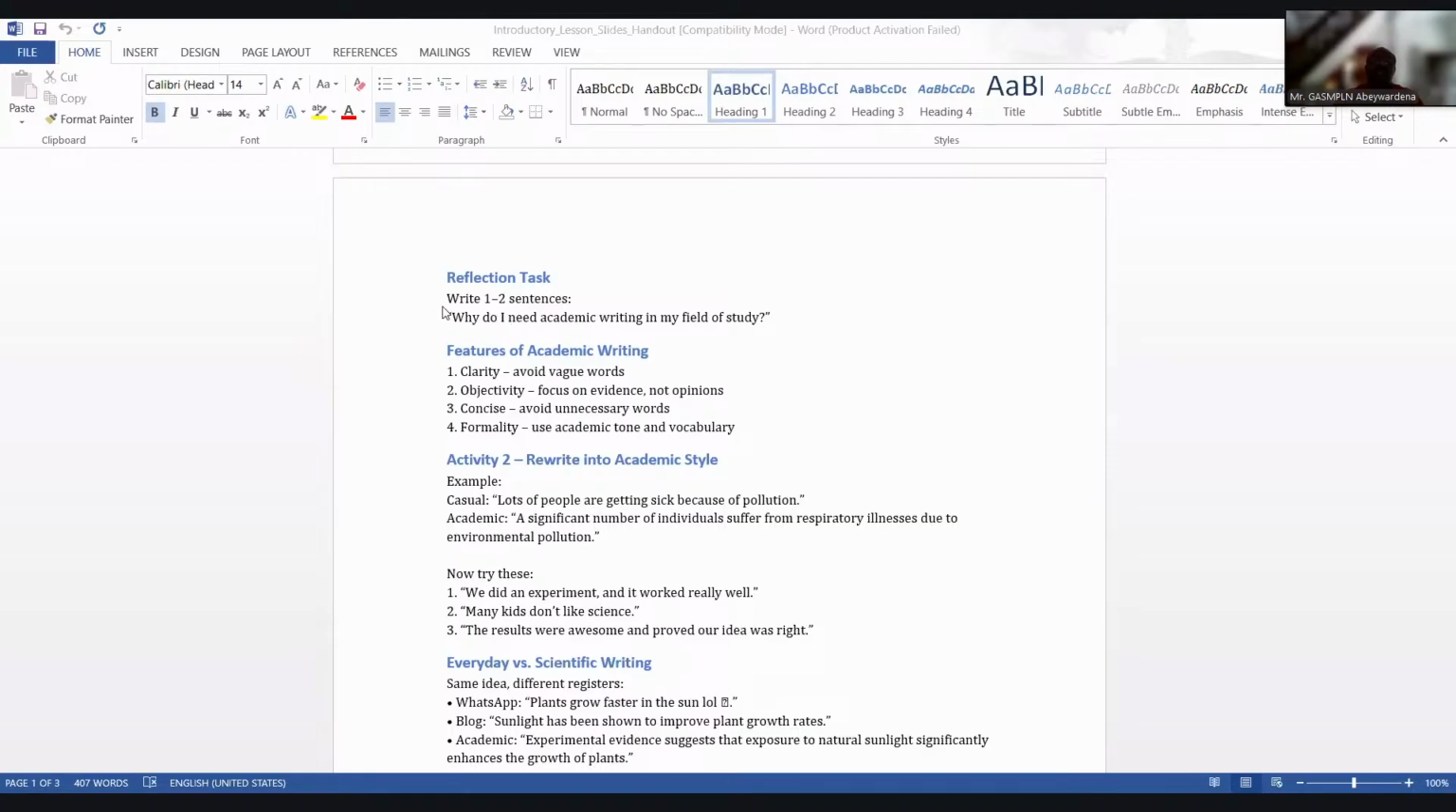Therefore, when you write this, you have to think of clarity. Avoid vague words. Vague means ambiguous, double meaning. For example, in the previous one, worries and crazy. Crazy may have a different meaning. Worries may have a different meaning because we use it in different contexts, situations.